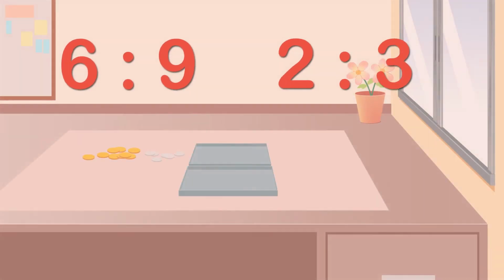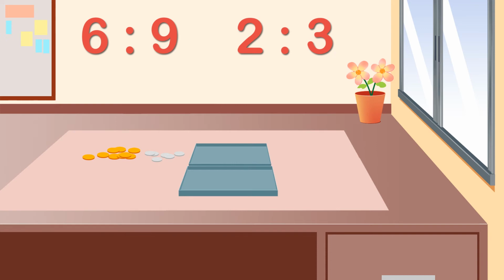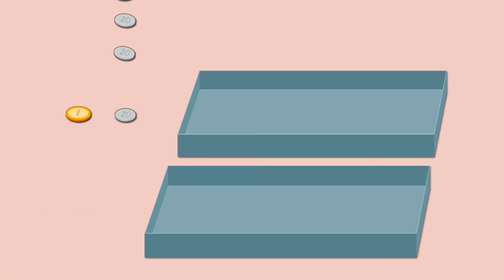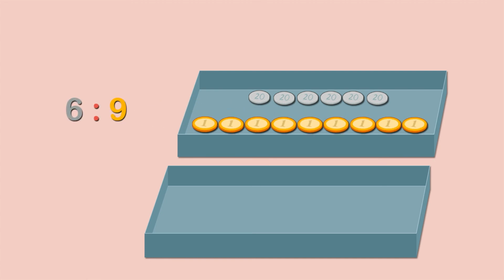Let's look at these two ratios to make sure that you understand equivalent ratios. Is 6 to 9 equivalent to 2 to 3? To find out, let's use 6 20-cent coins and 9 $1 coins to represent the ratio 6 to 9.